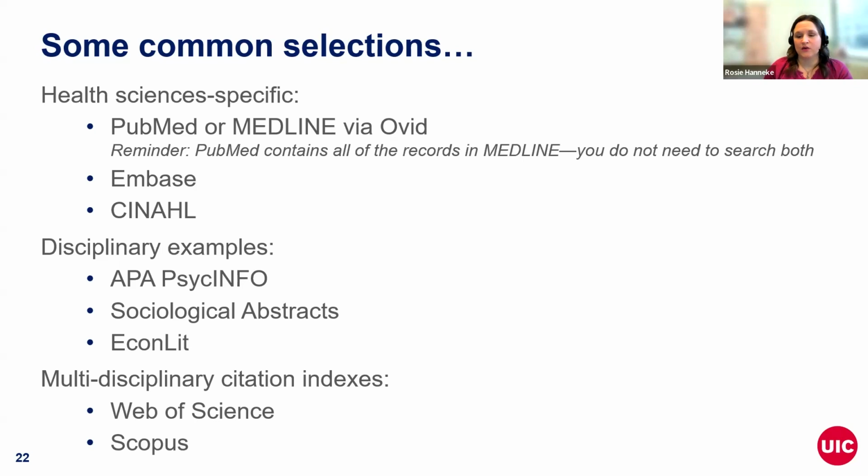Then if you want to look at literature from a specific discipline, you might look at a smaller disciplinary database such as APA PsycInfo, Sociological Abstracts, EconLit, maybe an education database, depending on your topic. And then the final category of databases is what we would call multidisciplinary citation indexes. The two that we have at UIC Library are Web of Science and Scopus. These are large databases that pull records from all different disciplines. So not just the health sciences, social sciences, even arts and humanities.